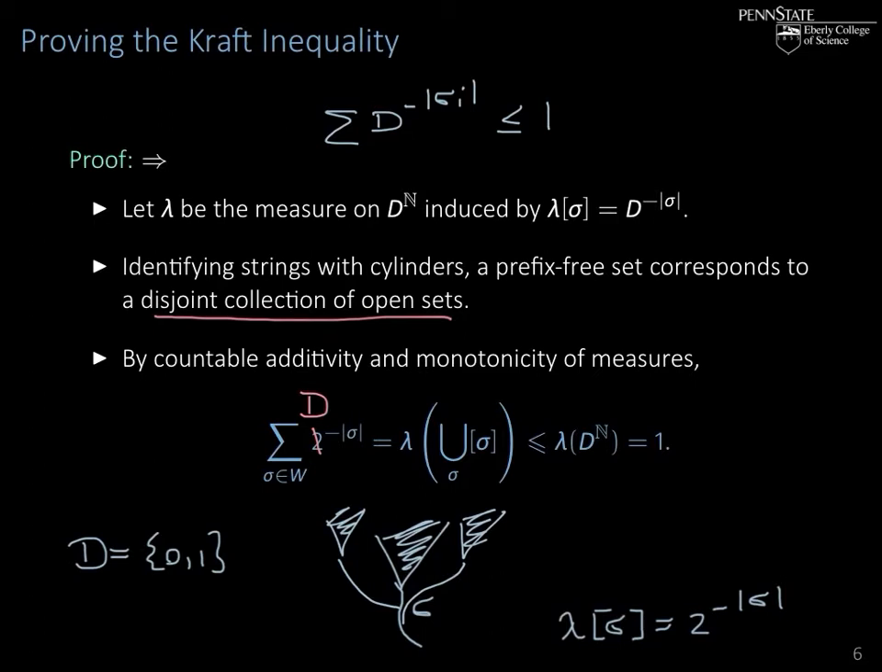So once we transferred this problem into a measure setting or framework, it becomes a very easy argument using the nice property of prefix freeness and the connection to the topology on the Cantor space, right? So then it becomes a very easy argument indeed.